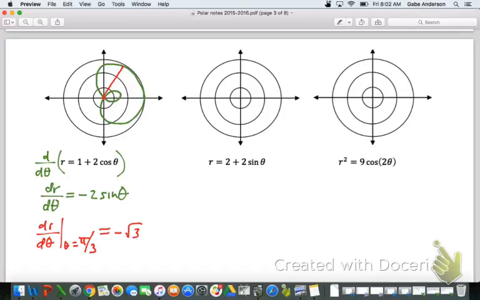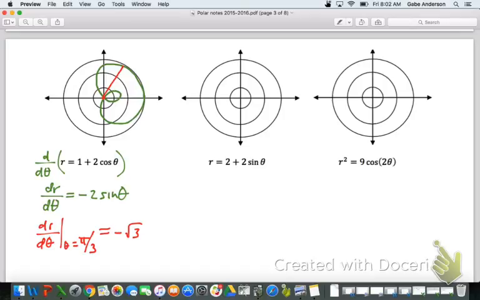Okay, fair enough. So let's go back to what Tess just said a second ago as far as the meaning of dr d theta. It's the rate of change of radius with respect to theta, right? With respect to an angle. So if we did this with these actual numbers, dr d theta at theta equals pi over 3 is equal to negative root 3, how could you interpret that? What's happening when theta equals pi over 3? The radius is getting smaller or shorter, right?